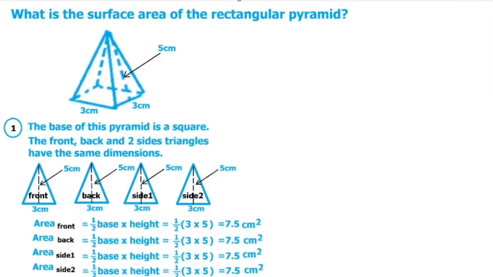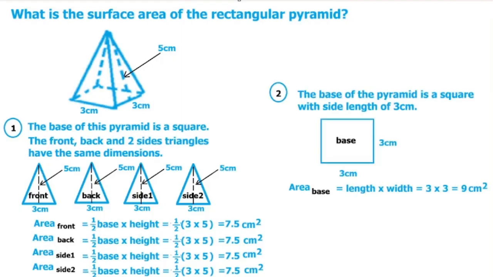Now we can calculate the base of the pyramid, and it has side lengths of 3 centimeters. Okay, so now we know that the area of the base is length times width, which is 3 times 3, which is 9 centimeters squared.